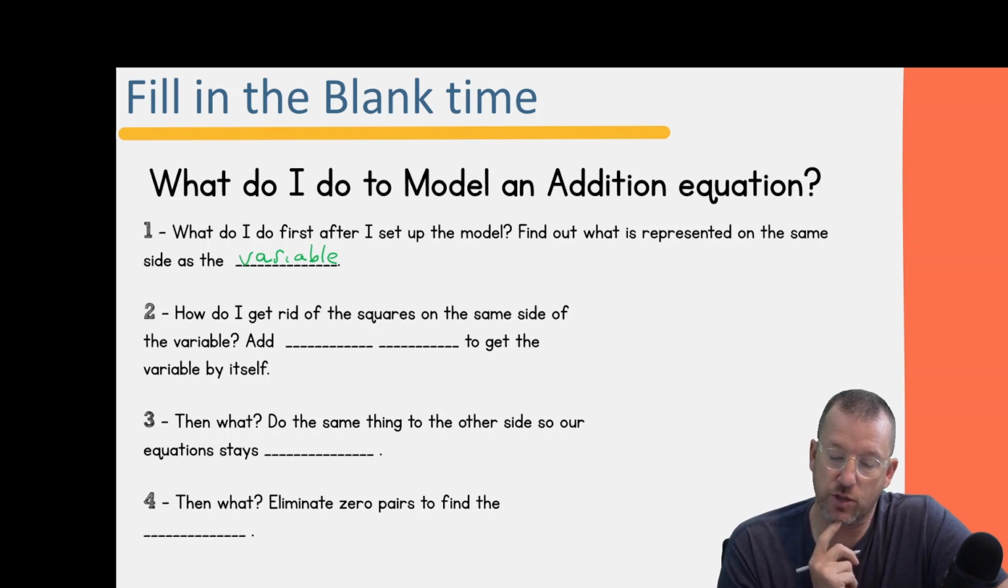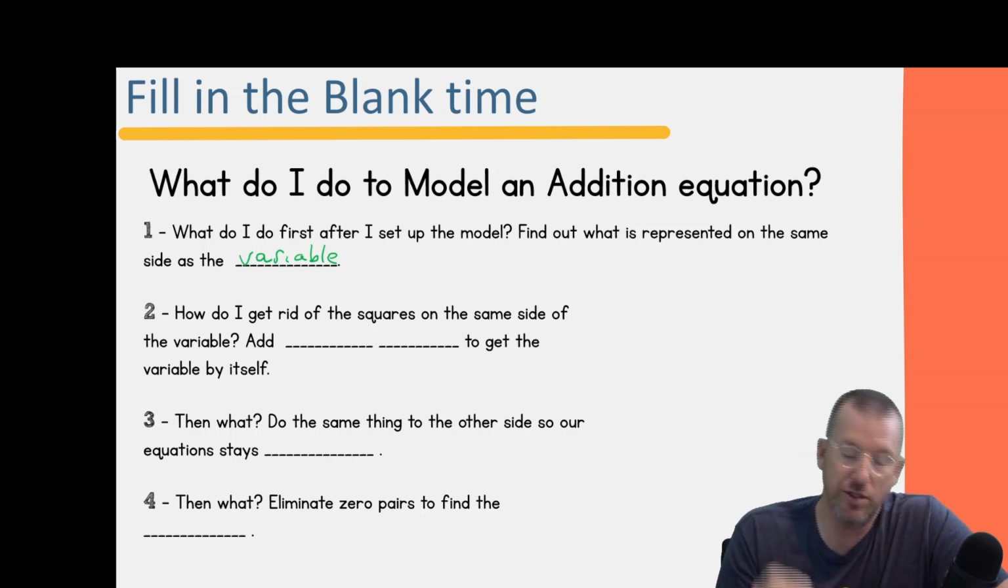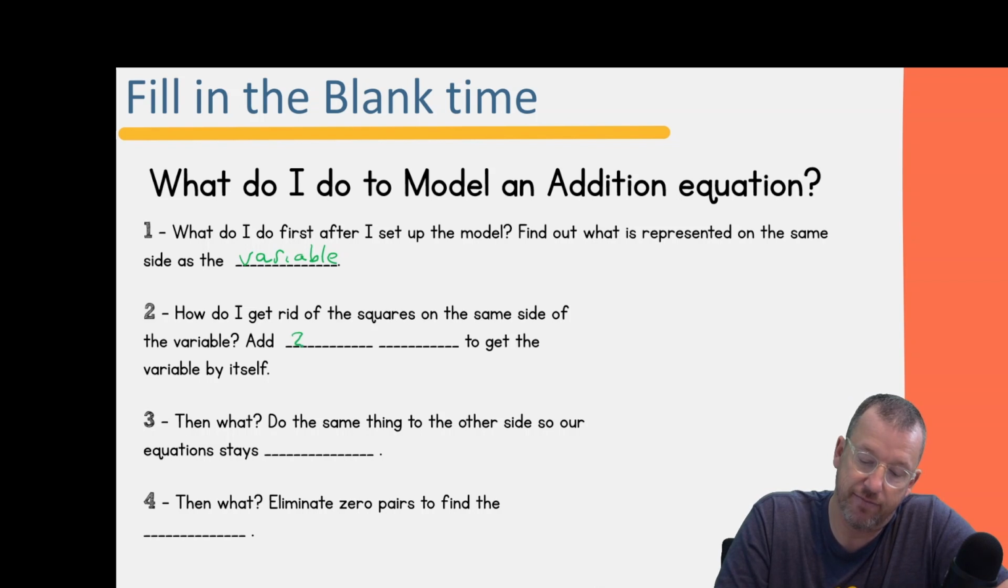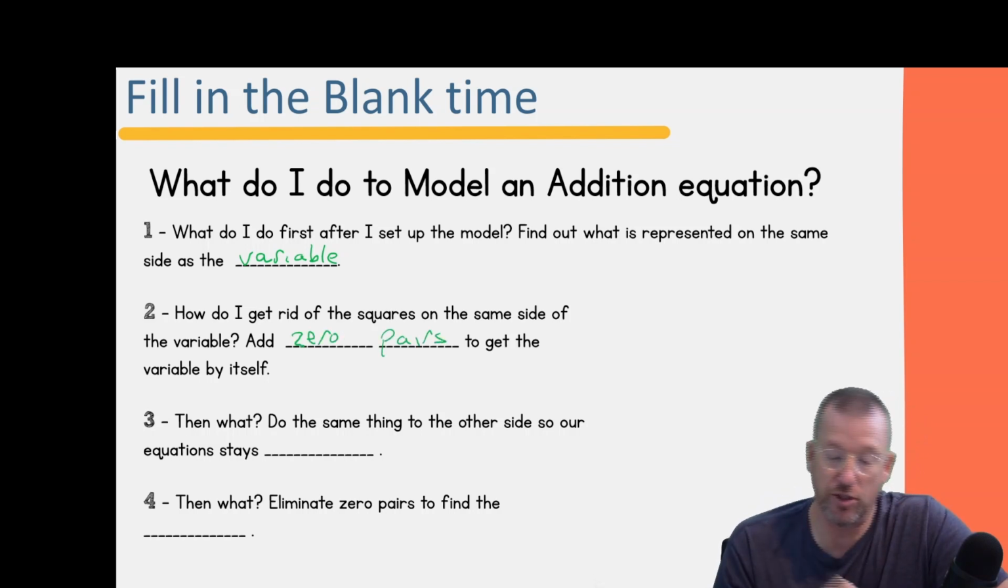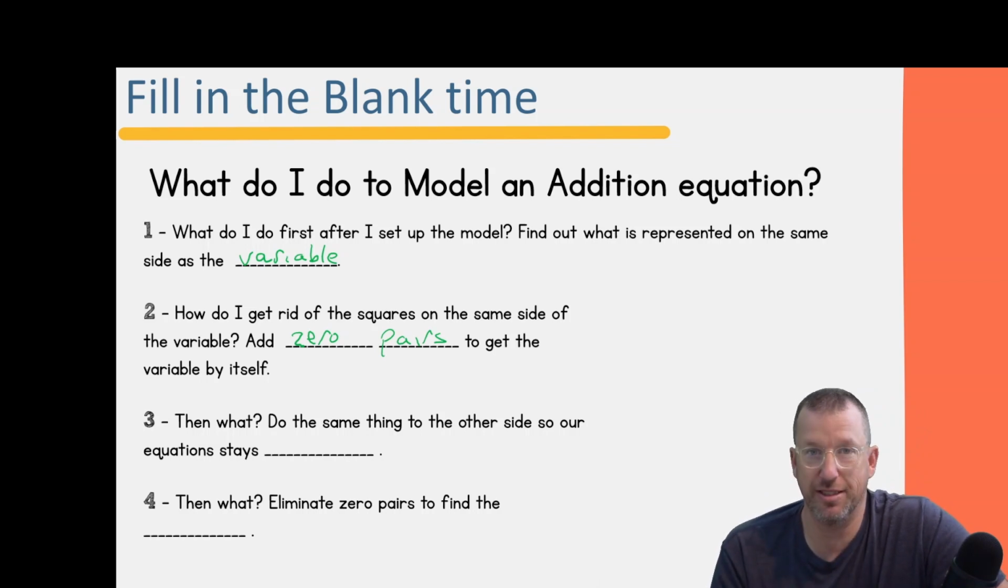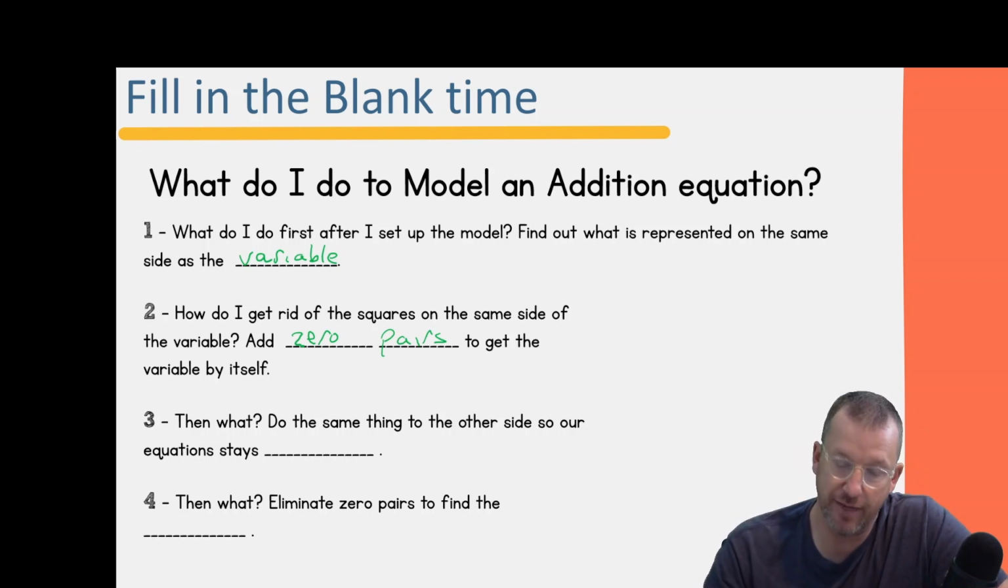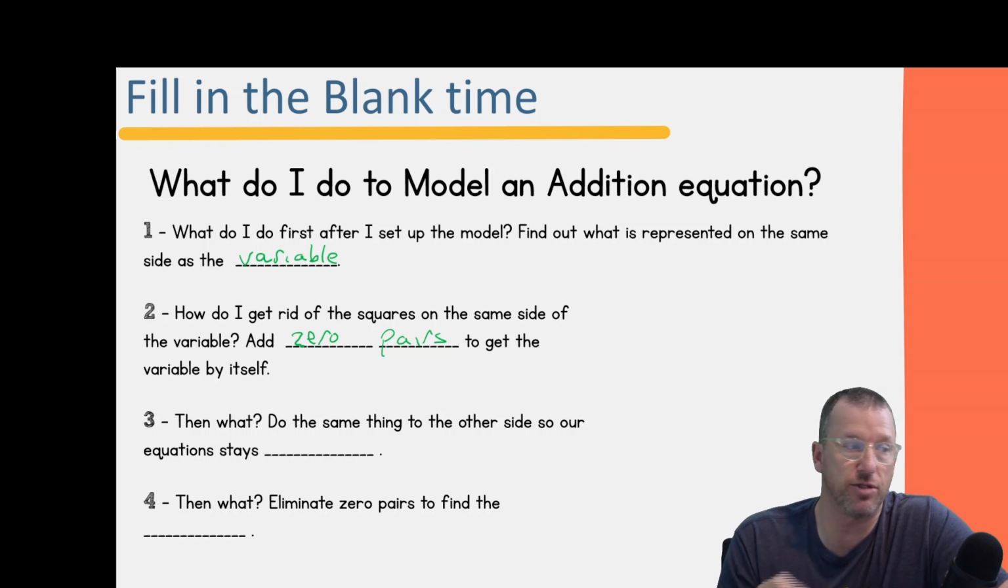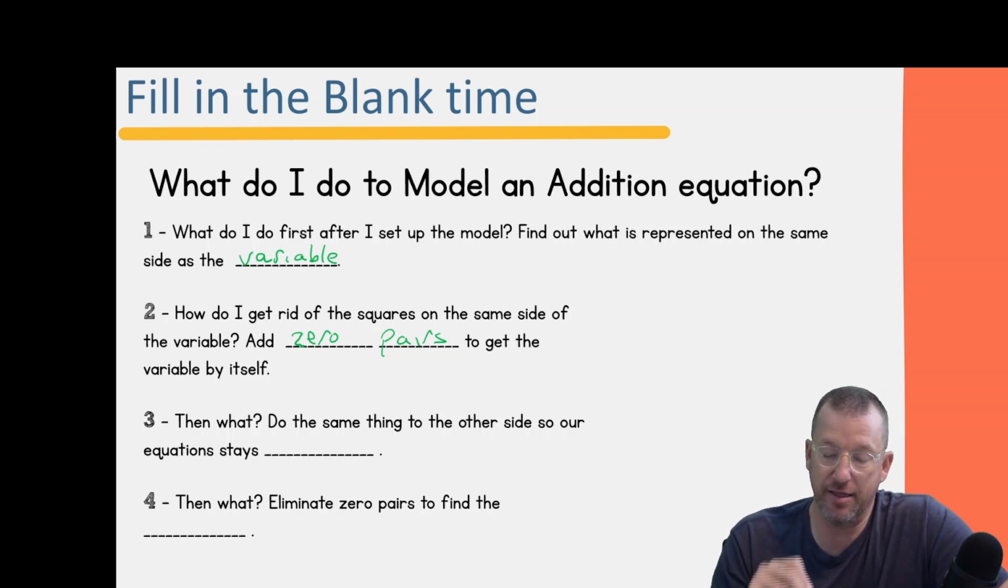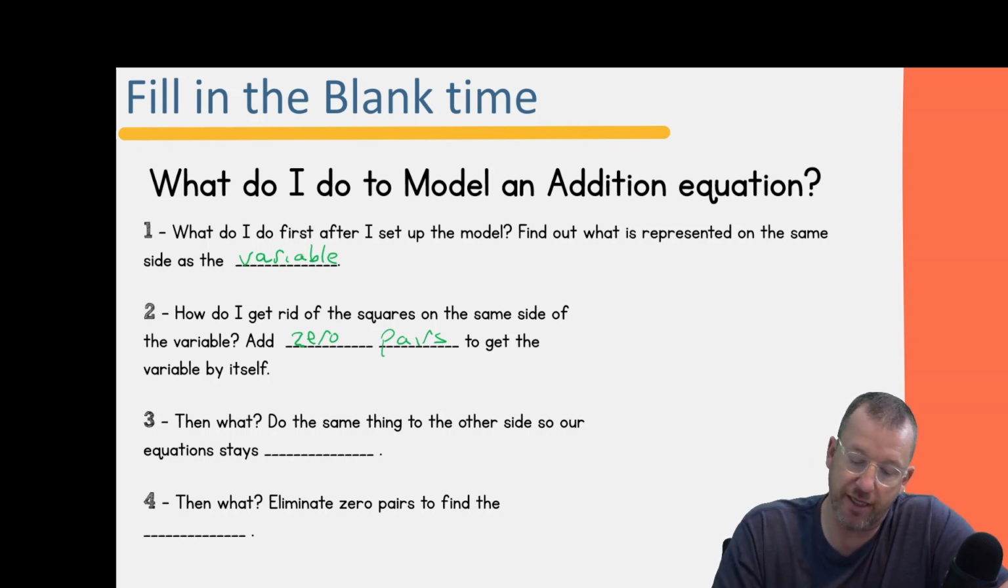And how do I get rid of the squares on the same side as the variable? We do that wonderful thing called add 0 pairs, right? Because we want to get rid of it. So when it was an addition problem, we did the opposite by adding negatives. We added negatives in there. So then what? When I do that, do the same thing to the other side. I just can't put those 0 pairs there. I have to add the negatives on the other side as well, which means I'm trying to keep the equation balanced.